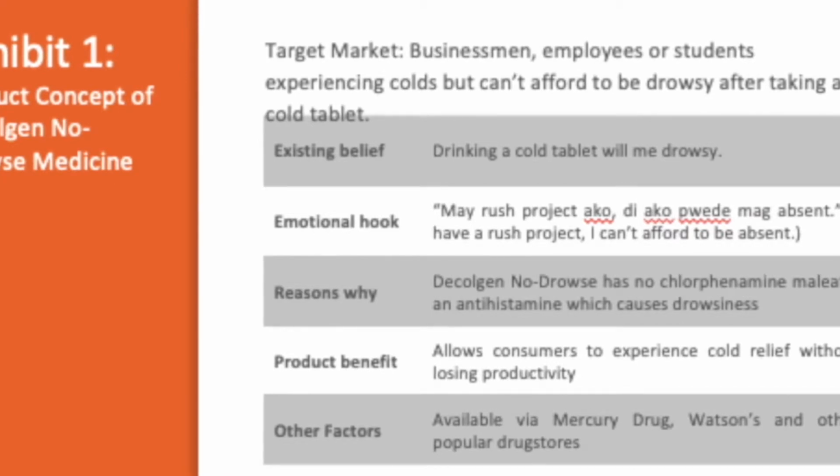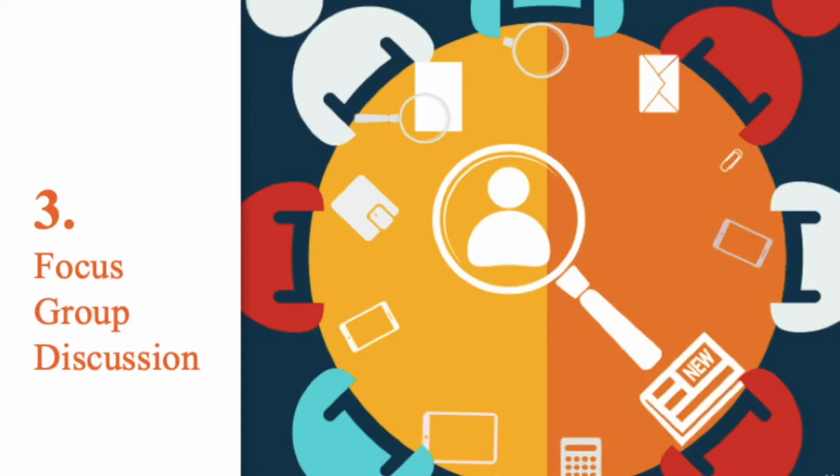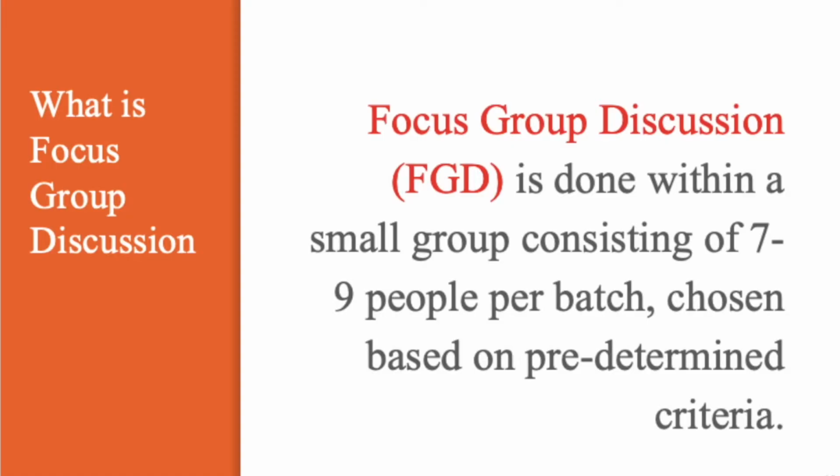Thank you. Number 3. Focus group discussion. What is a focus group discussion? Focus group discussions are conducted by seasoned facilitators in a relaxed atmosphere. The small group is composed of 7 to 9 people per batch, chosen based on predetermined criteria.